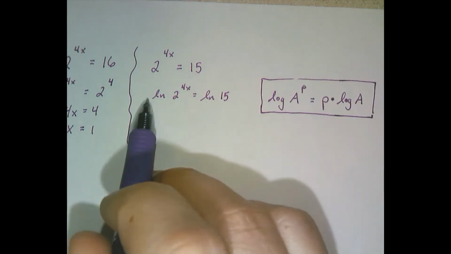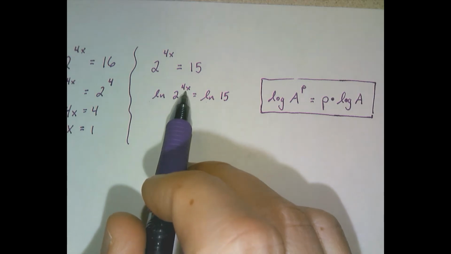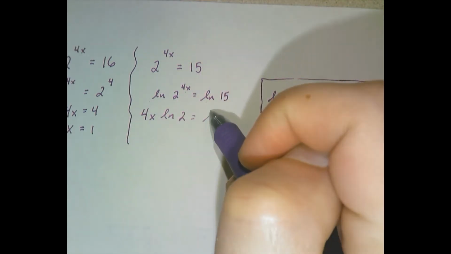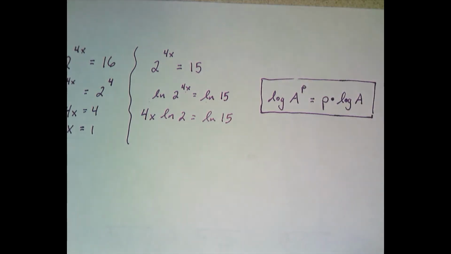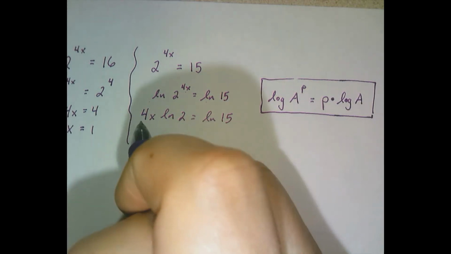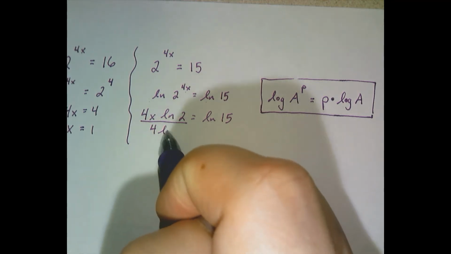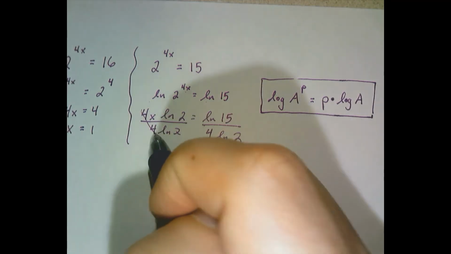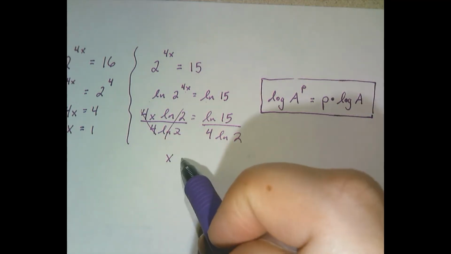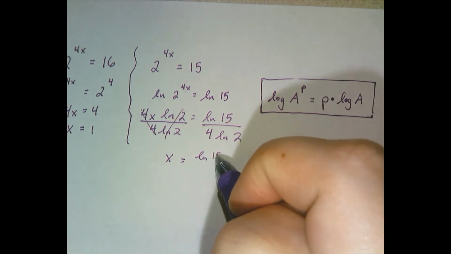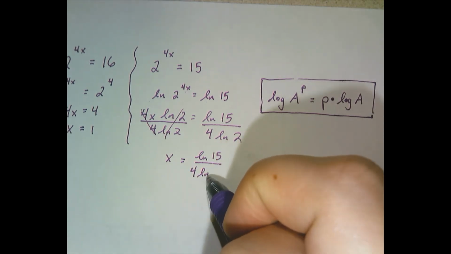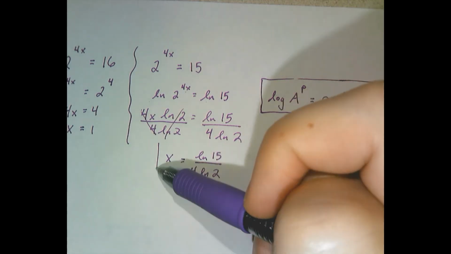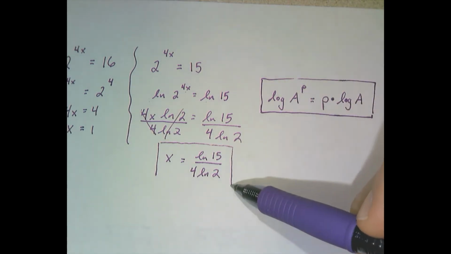Because I took the log of both sides, this allows me to move the power down to the front by the power rule of logarithms. And my goal is to isolate the x, and so I'm going to divide both sides by 4 ln of 2. That cancels the 4 and the ln of 2, and we get the expression ln of 15 divided by 4 ln of 2.